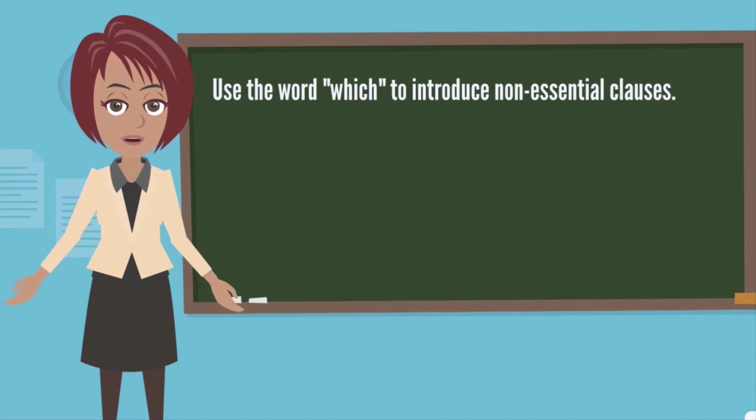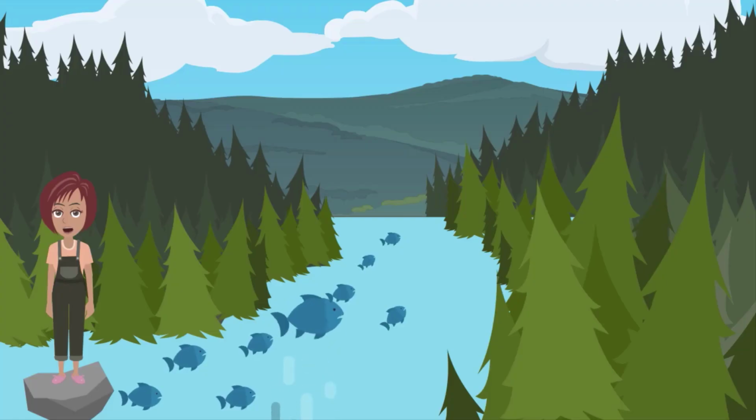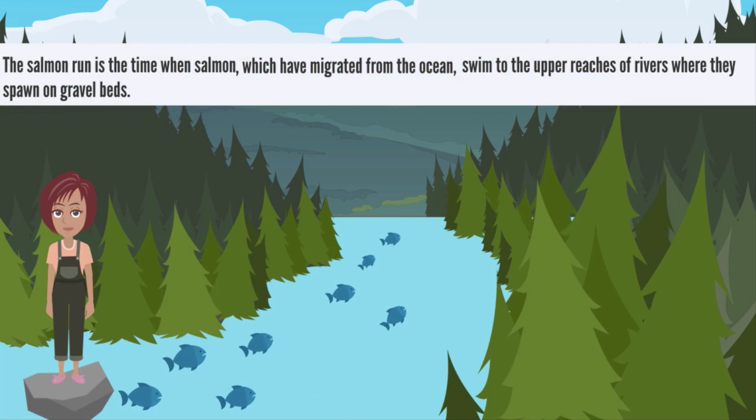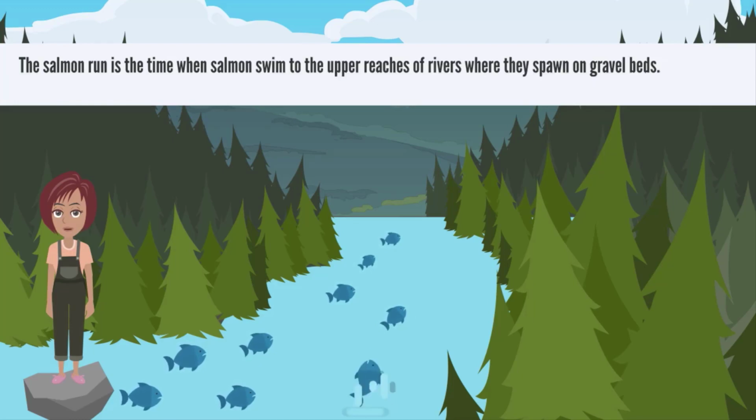Let's look at this example. The salmon run is a time when salmon, which have migrated from the ocean, swim to the upper reaches of rivers where they spawn on gravel beds. The clause, which have migrated from the ocean, is not essential to the meaning of the sentence. It's additional information. Taking it out doesn't change the meaning of the sentence.